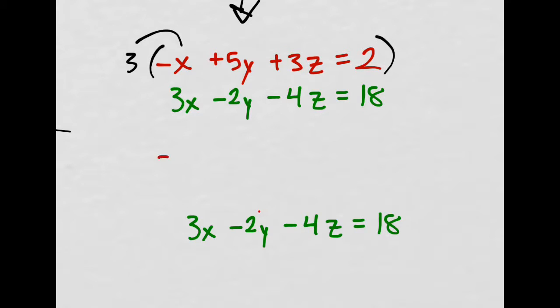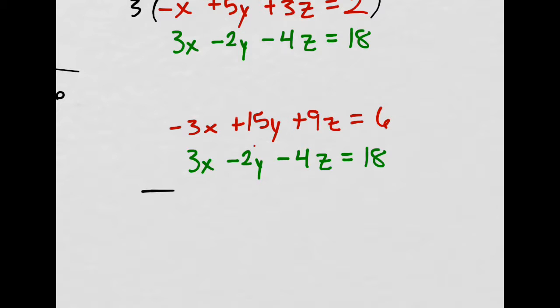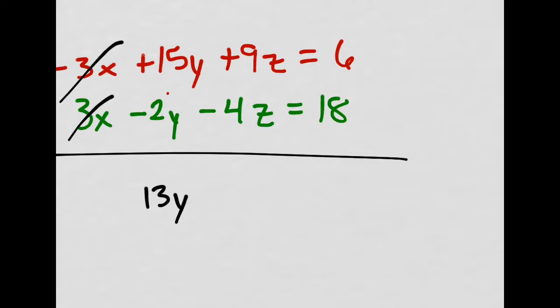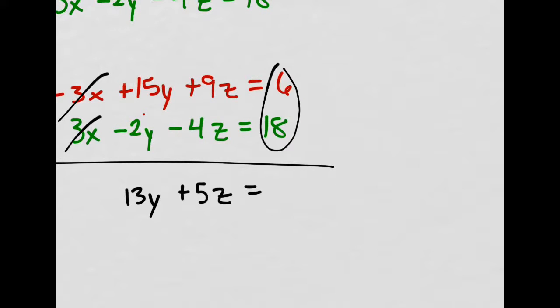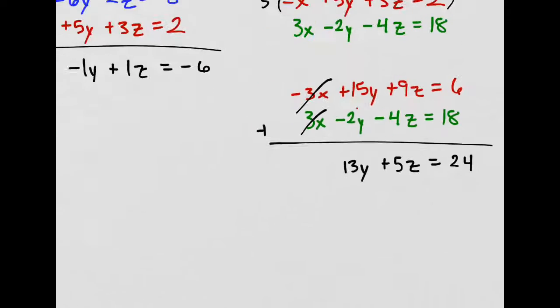So what do I have? I have negative 3x plus 15y plus 9z equals 6. Okay, now I can add these together, and the x's go away. That's nice. 15 plus a negative 2, that's 15, 14, 13y. 9 plus a negative 4, 9, 8, 7, 6, 5. That's positive 5z. And well, that's just 18, 19, 20, 21, 22, 23, 24. So there we have it.